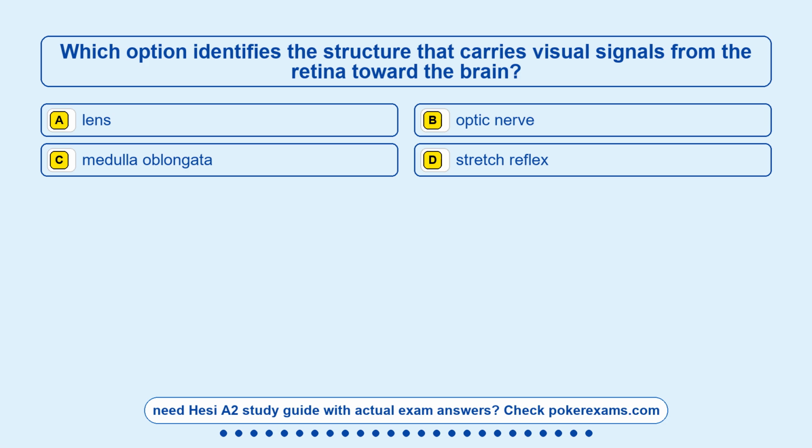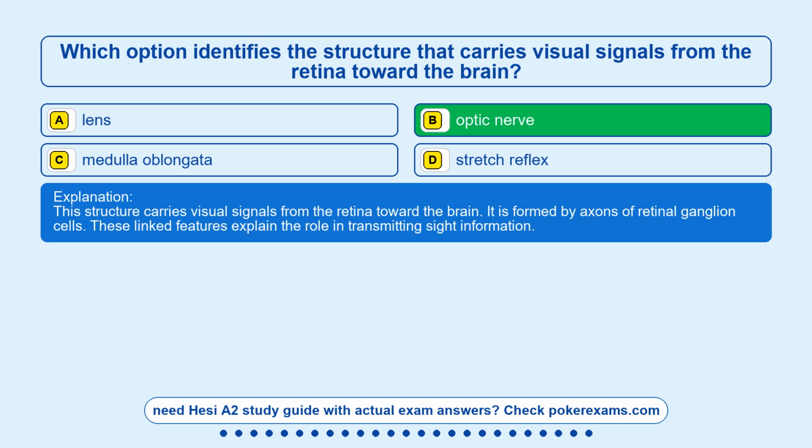Option D, stretch reflex. The correct answer is option B, optic nerve. This structure carries visual signals from the retina toward the brain. It is formed by axons of retinal ganglion cells. These linked features explain the role in transmitting sight information.